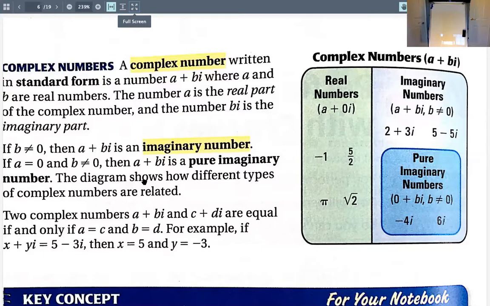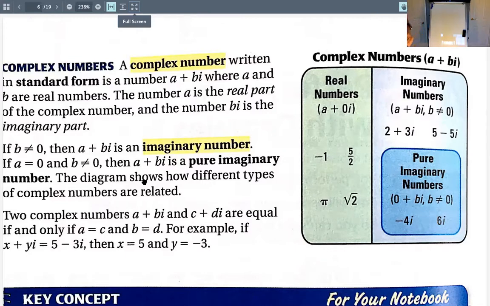It's like i, but it's scaled up some. b could be 1. But bi, that term, is the imaginary part of the complex number. Now, what if b is 0? If b is 0, then you don't have any imaginary part. It gets eliminated from the problem. You have 0 i's, right? That means you don't have any imaginary part. So a plus bi is considered an imaginary number.